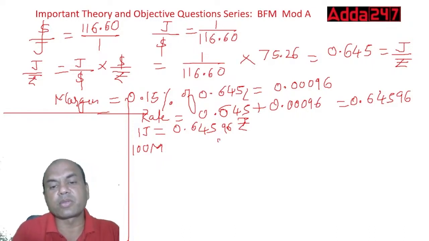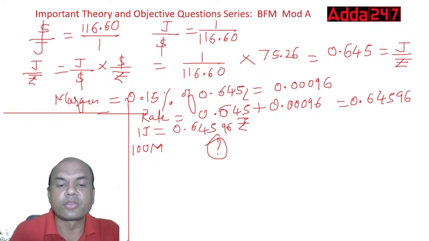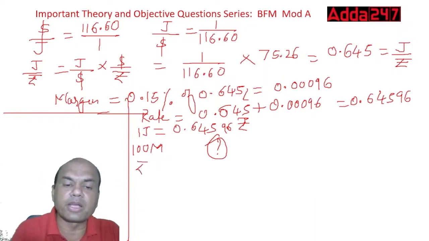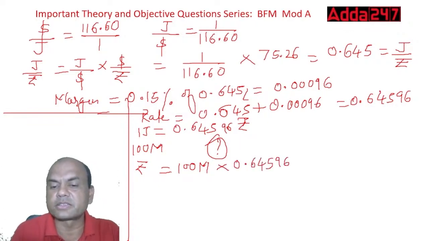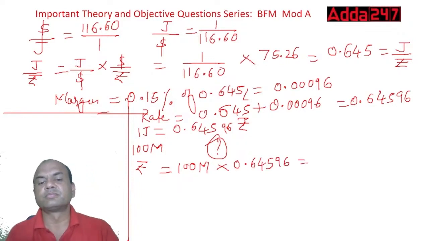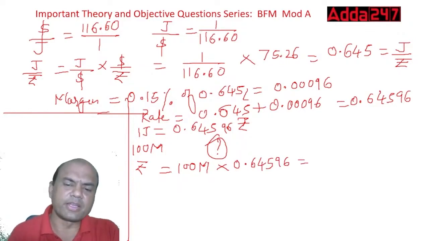Now what is the question mark? Question mark is over here. So what will I do? I'll cross multiply. So how many rupees will I be debiting to that customer? Rupees equals 100 million into 0.64596. Multiply this. Whatever, this will be around.